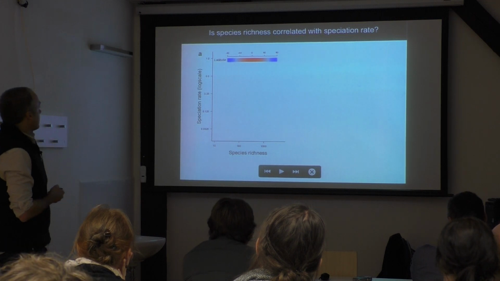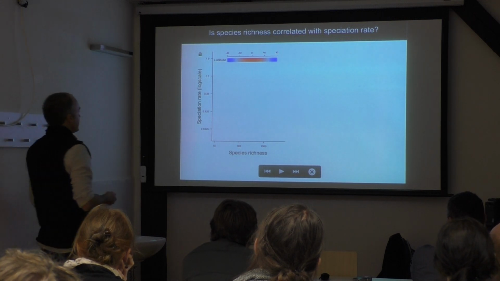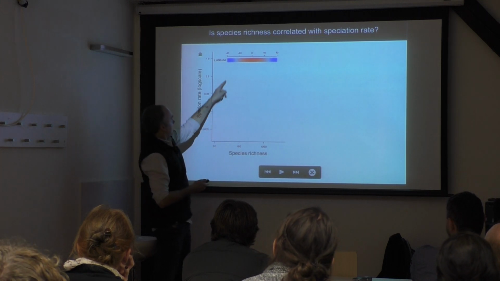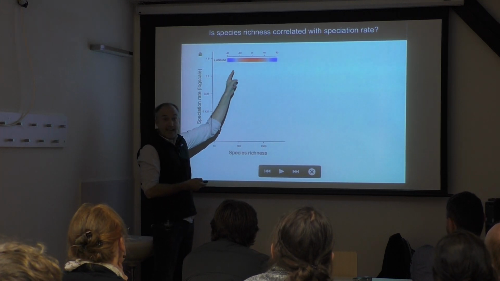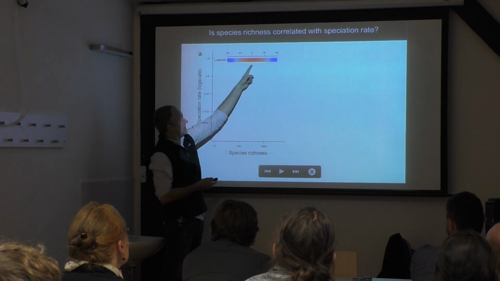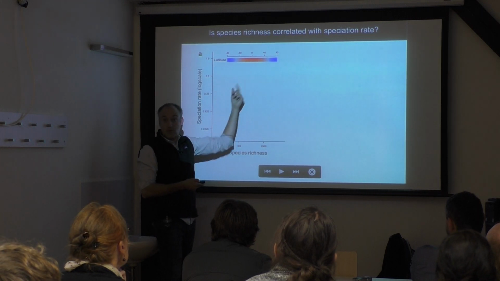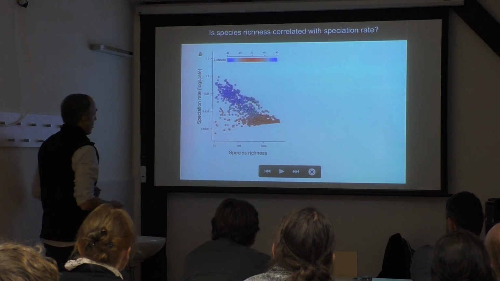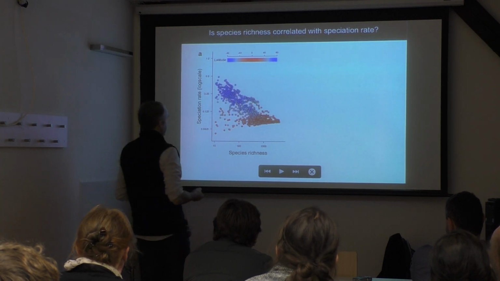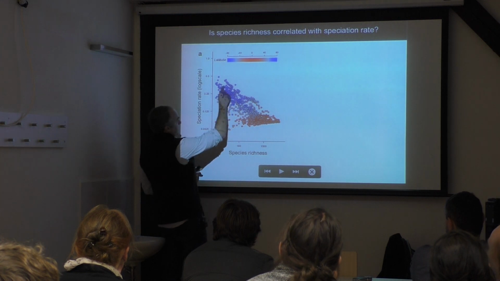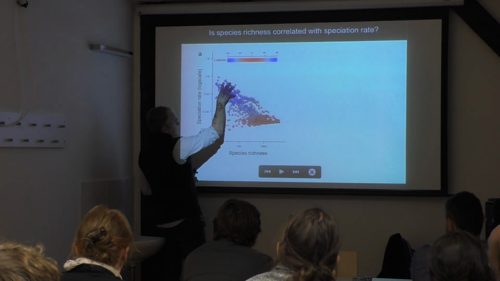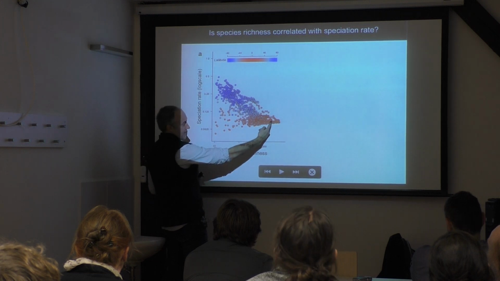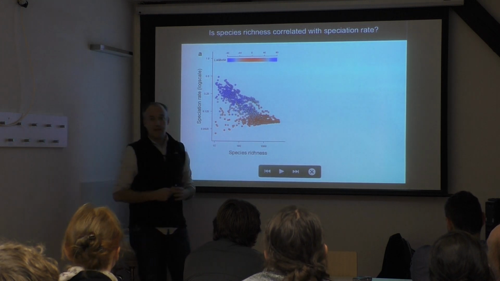And so overall, is species richness correlated with speciation rate? Here's speciation rate on this scale. This is species richness here. I'll color cells based on the latitude that they are at. So tropical cells are basically red. High latitude cells are going to be blue. And so this is the overall relationship between species richness and speciation rate. So species poor cells over here with fast speciation, species rich cells over here from the tropics with slow speciation.